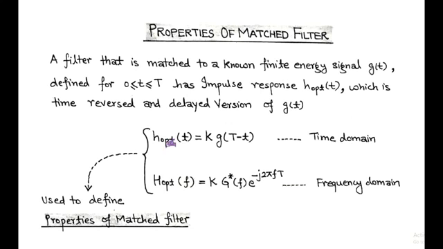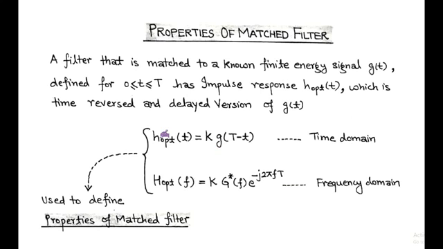Matched filter is basically a linear time invariant filter, that is LTI filter. This filter is matched to a known finite energy signal g(t) that is defined within the interval t greater than or equal to 0, less than or equal to capital T, and having an optimum impulse response that is denoted by k times g(T minus t). This optimum impulse response indicates the time reversed and delayed version of the input signal g(t), that is a pulse signal.